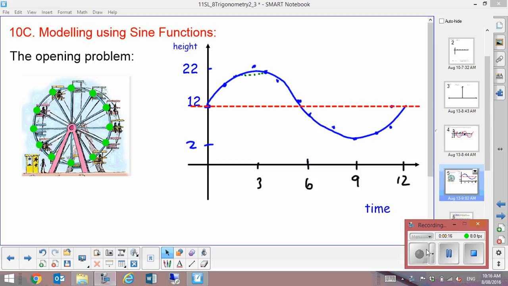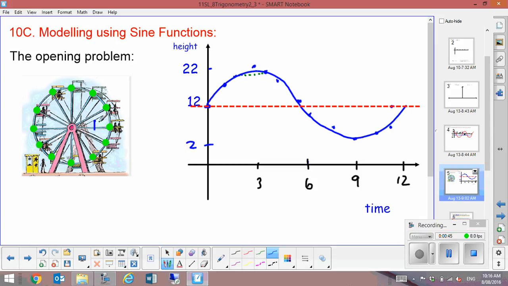Because we see it's a periodic function, we can see that the height above the ground is continually changing and repeating as it goes round and round. So we see that it takes 12 units of time, so up to 12 is one full cycle. It goes up to the maximum height of 22 because the radius of the Ferris wheel is actually 10 metres. So that's a length of 10, so it goes up 10 and down 10. And this gap down here is 2 metres.